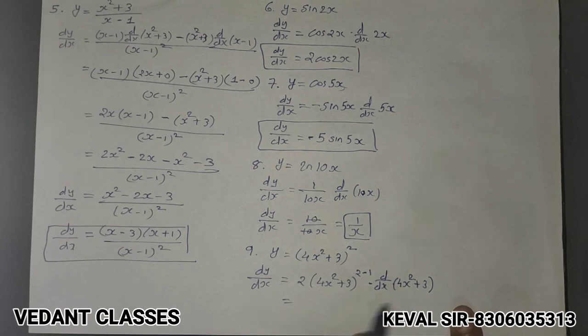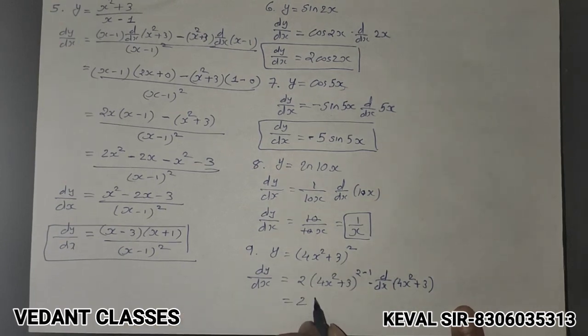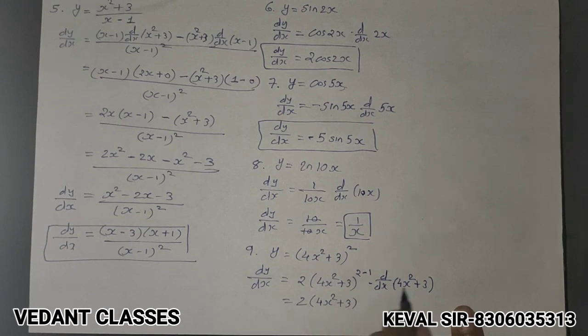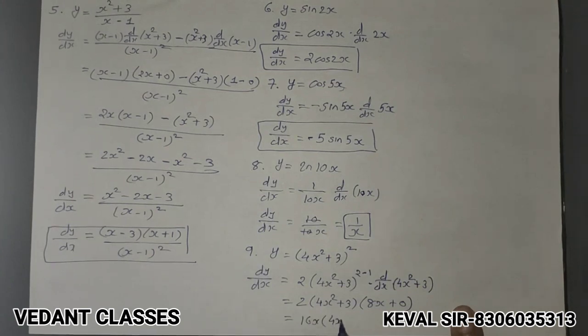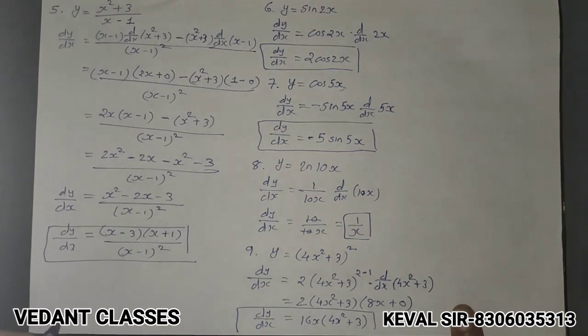So 8x, so we are getting 2 into 4x square plus 3, here power will be 1, and here we are getting the answer 8x plus 0. Okay, so multiply 8x with 2, so we'll get the answer 16x in bracket 4x square plus 3. So this is the answer of dy by dx. Okay, let's solve the next one.